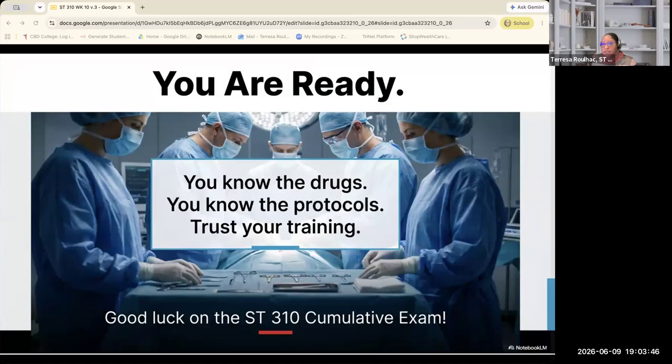As CSTs, we are constantly observing, we're anticipating, we're supporting our team. That's exactly the type of thinking that this week's quiz and next week's cumulative exam questions are going to be designed to assess. So when you sit down for this week's quiz, don't rush. Read the question carefully. Look for the clinical clues. Ask yourself, what is actually happening to our patient? Once you understand the situation, the answer often becomes much clearer.